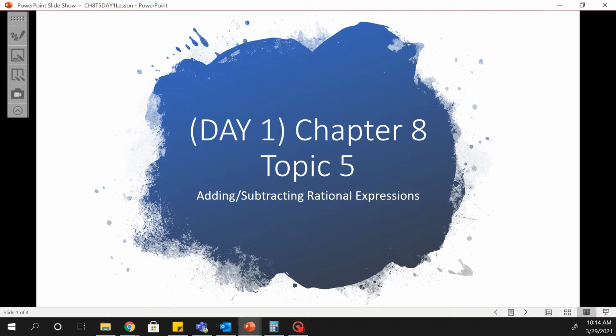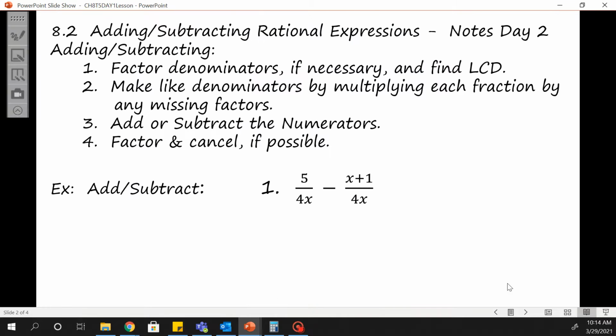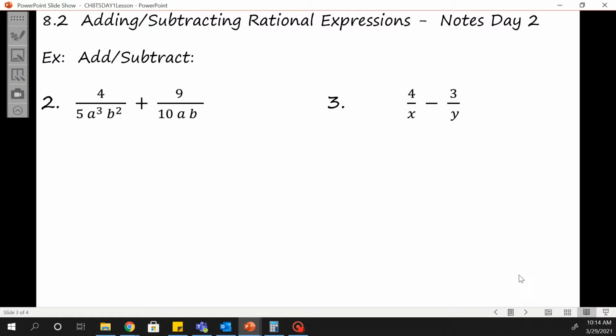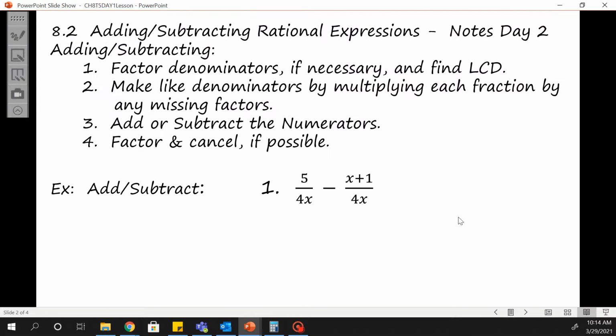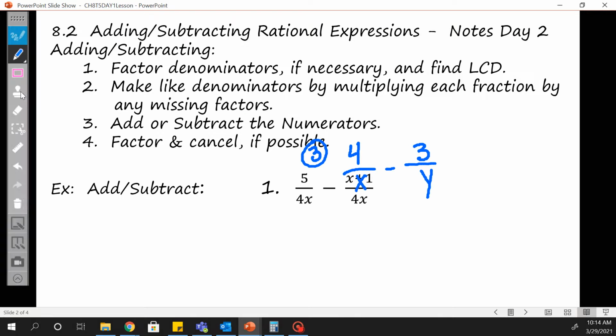Alright, today we're going to look at adding and subtracting rational expressions, Chapter 8, Topic 5, Day 1. It's essentially the same as adding and subtracting fractions. You have to find a common denominator, and then you add or subtract the numerators. The way you find the common denominator is by finding the LCM of the denominators. We learned how to find the LCM right before the break.